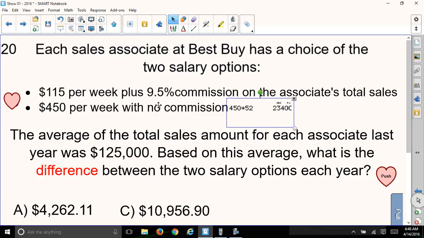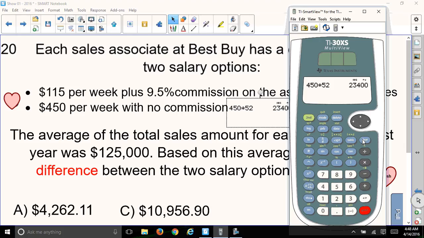Now, the second guy, or second sales associate, makes $115 per week plus 9.5% commission on his sales. So we got to do a little bit more on this one. So the first thing I'm going to write down, let's clear this, is $115. Let's back up. $115. And I'm going to multiply that per week. How many weeks in a year? Yes, you said 52. So there's 52 weeks per year.